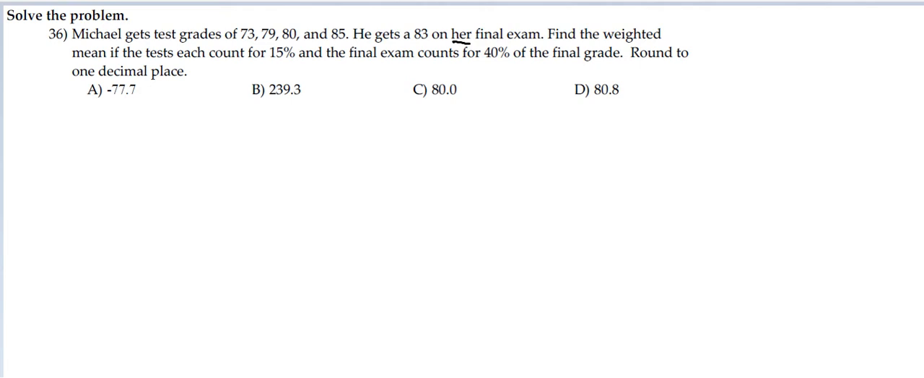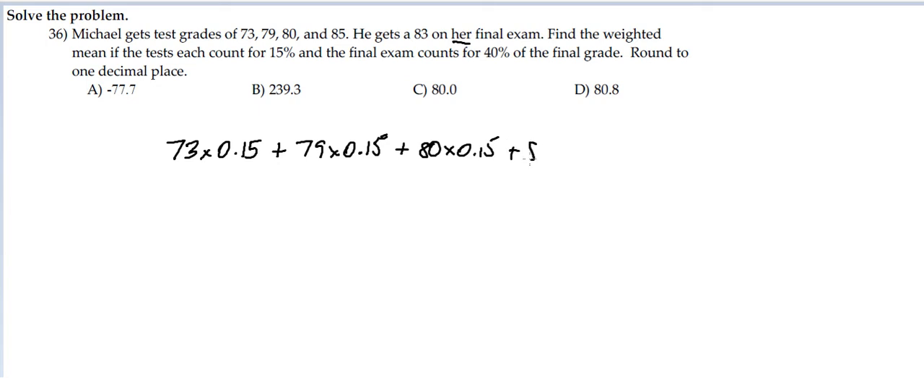All right, so each test counts 15%, so we can do this manually if you wanted. 73 times 0.15 plus 79 times 0.15. So each of the tests counts 15%, so multiply it by its weight, plus 80 times 0.15, plus 85 times 0.15, no, I'm sorry, 8 times 0.15. All right, and then the final is 40%, so she gets an 83 on the final, so 83 times 0.4. And then we divide by the sum of the weights.